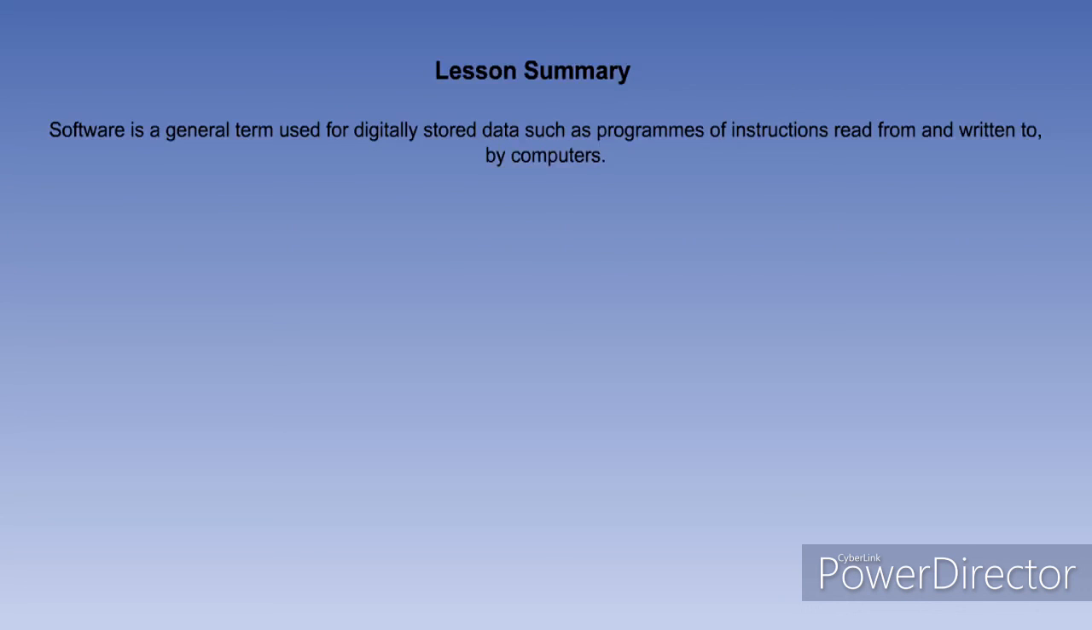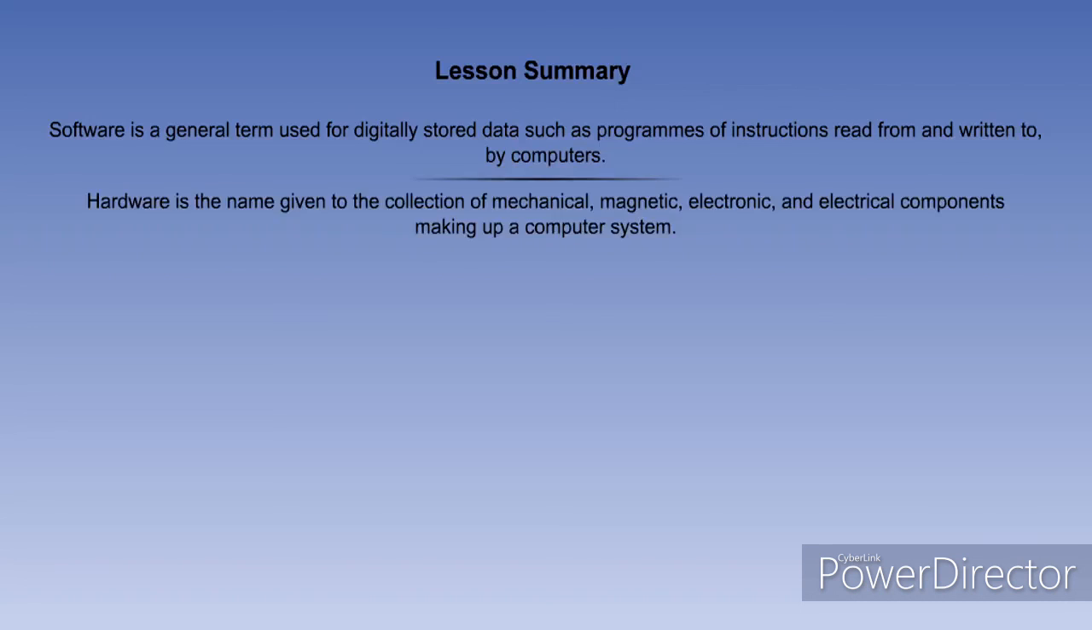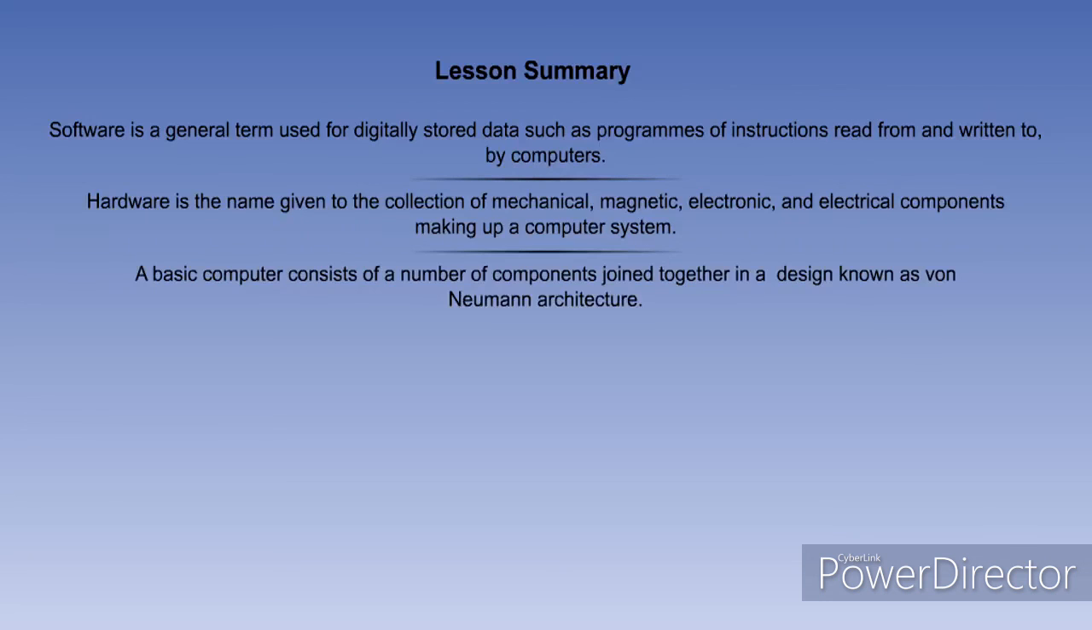Computer software is a general term used for digitally stored data, such as programs of instructions read from and written to by computers. Hardware is the name given to the collection of mechanical, magnetic, electronic and electrical components making up a computer system. A basic digital computer consists of a number of components joined together in a design known as von Neumann architecture.